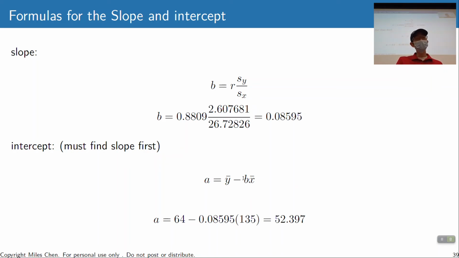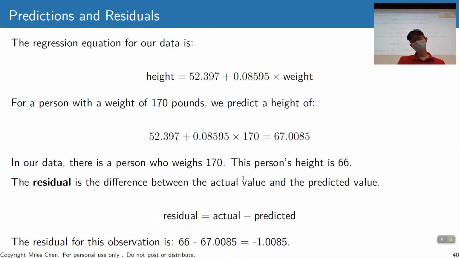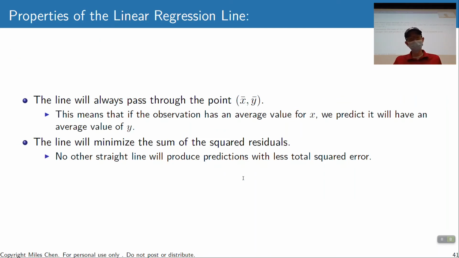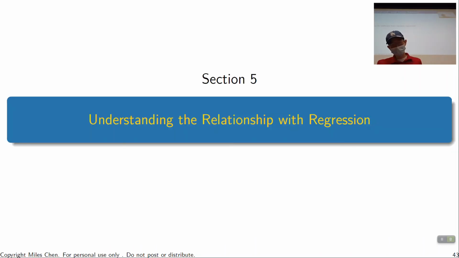And that was found via some calculus and math that we're going to skip over. You just have to kind of take my word for it. If you major in statistics, or you take a mathematical statistics course, you will prove this result. But for now, you'll just have to take my word for it.